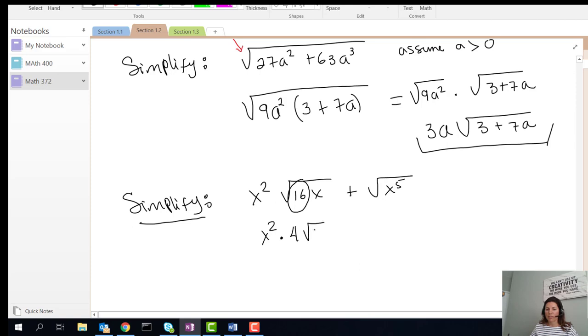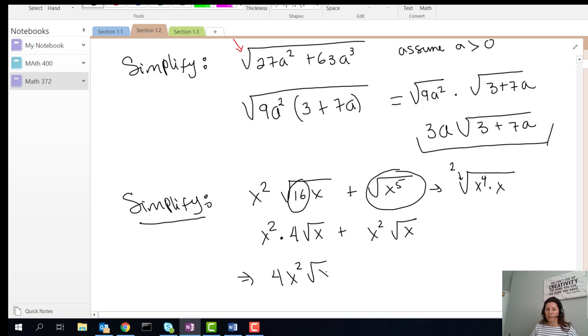So I'm going to have 4 times the square root of x plus x to the fifth can be written as x to the fourth times x, right? The index here, remember the index is 2, so 4 is a multiple of 2. So I'm going to say this is then the square root of x to the fourth is x squared, and you're left with the square root of x. So always write the coefficient in front. So I'm going to have 4x squared, the square root of x, plus x squared, the square root of x.